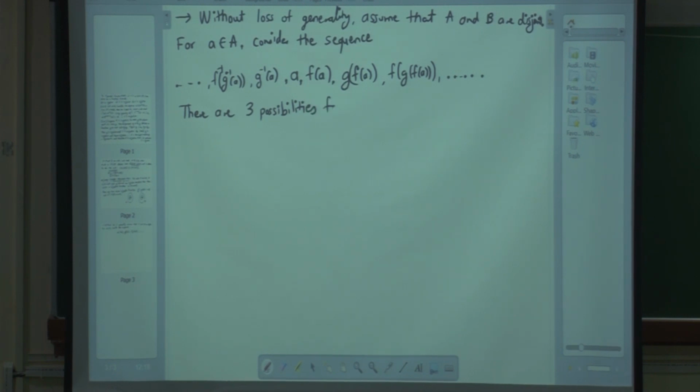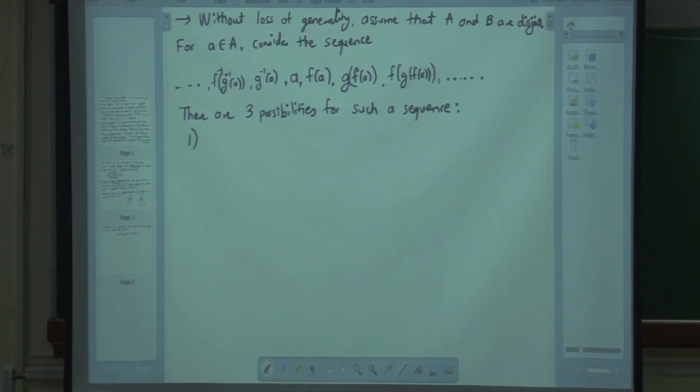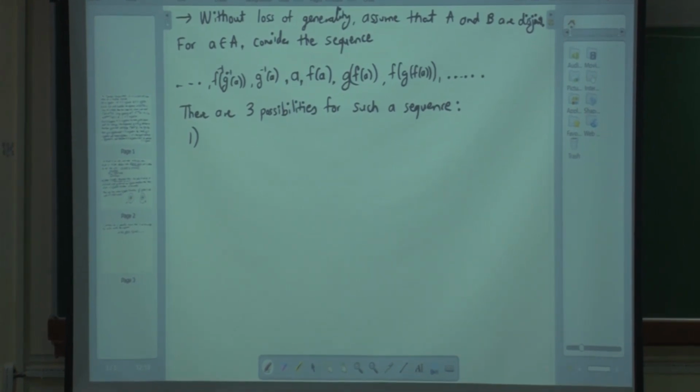For such a sequence, first one, the sequence is doubly infinite. First notice that above it's always going to be infinite: a, F a, G F a, F G F a, and you can always keep applying this. Maybe the elements will repeat, but that doesn't matter. The sequence will continue, whereas backwards, whether it continues or not, that's a question. So there are three possibilities.